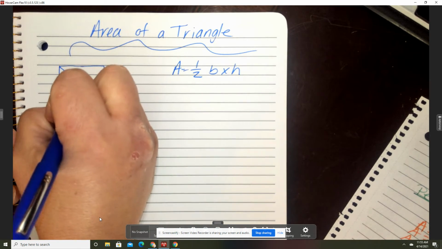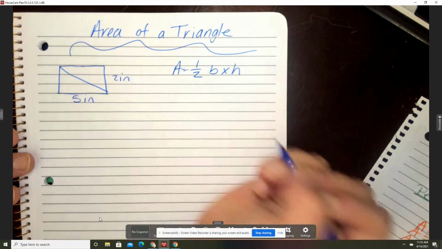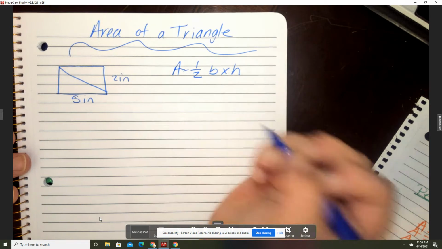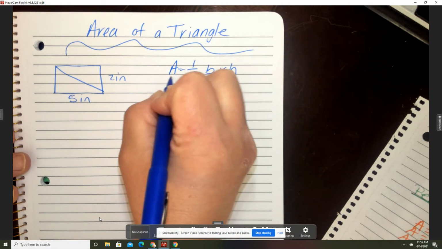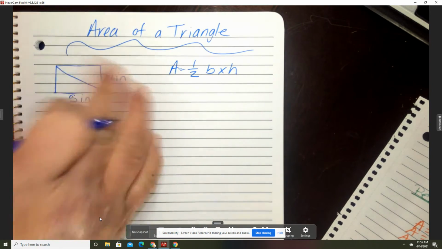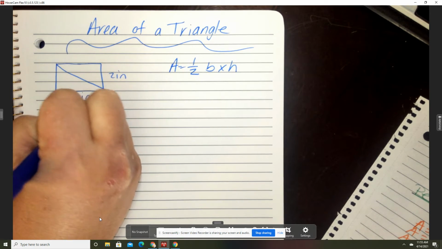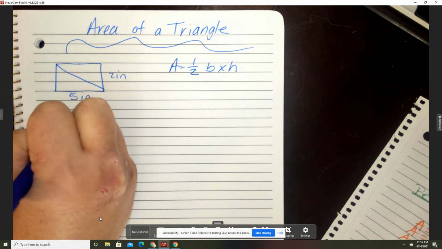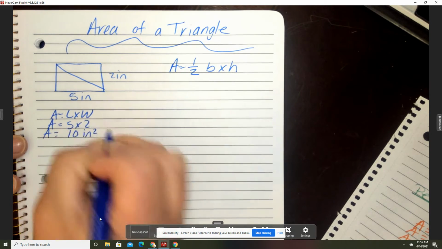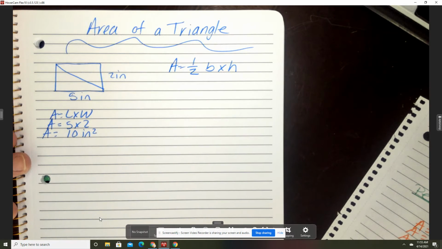So you have, let's say this is 5 inches and this is 2 inches. And if you're figuring out the area of a triangle, or I guess if you're figuring out the area of a rectangle here, let's just do that. You would put in there 5 times 2, which is 10 inches squared. So the entire rectangle has the area of 10 inches squared.